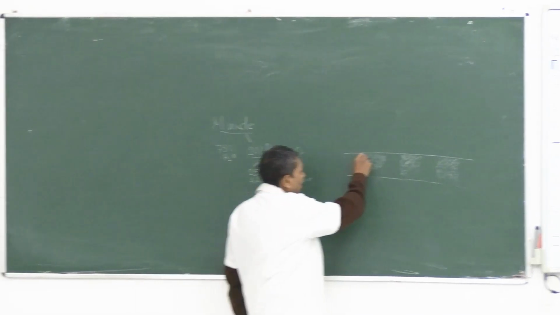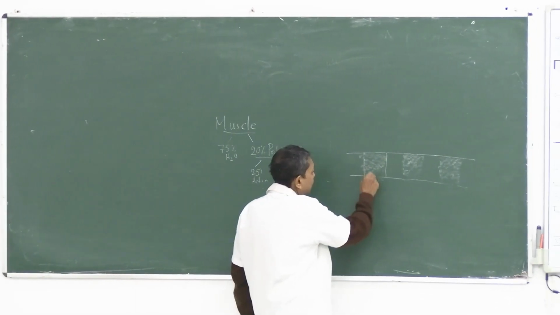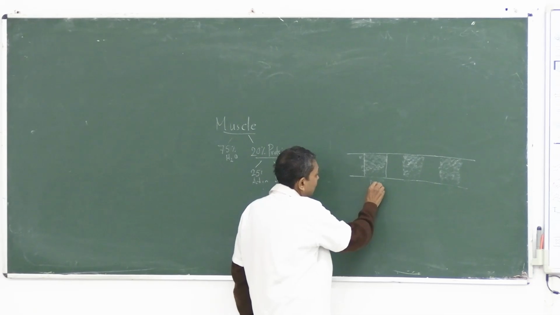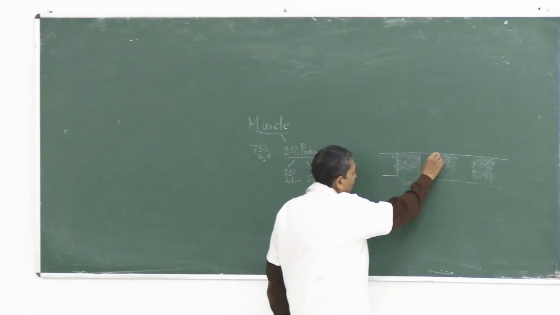And it is called a dark band, and this is called a light band.